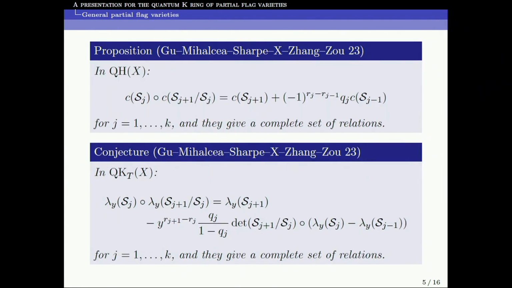So our project is to generalize this to partial flag varieties. For the k-step partial flag variety, we have k tautological short exact sequences. So we just need to deform the Whitney relation for each one. We proved these deformed relations in quantum cohomology, and we give this conjecture in equivariant quantum K-theory.